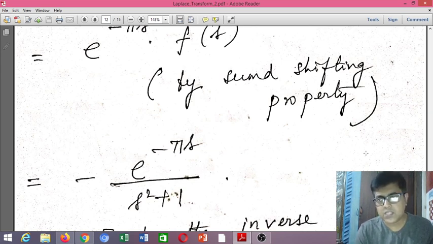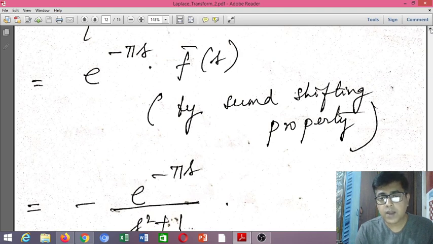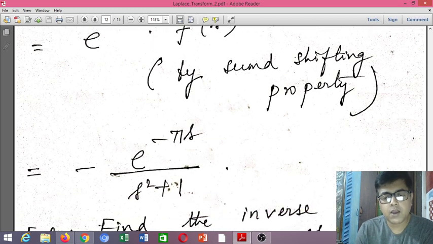So we'll get problems like this also, where you have to use the second shifting property. The function may not be exactly in the form of f(t minus a) into u(t minus a), but you have to represent that f(t) part in the form of f(t minus a), and then you have to solve it. So this is another type of question that I have discussed today. I hope you have understood.